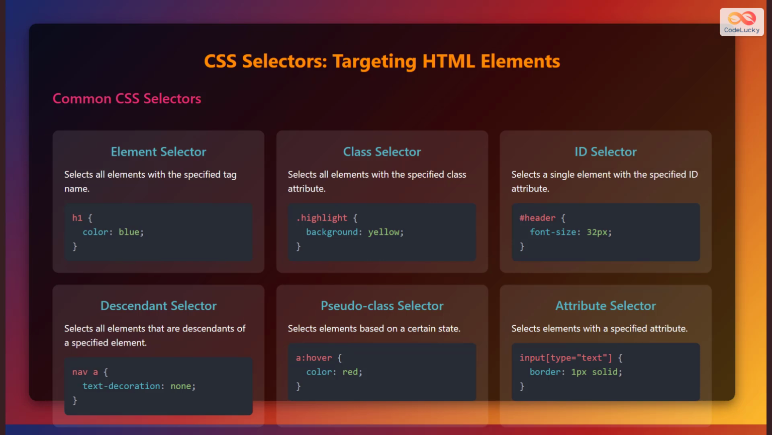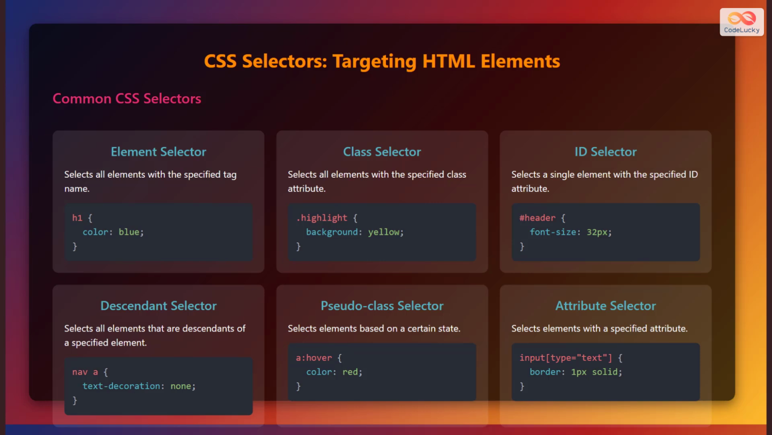to 32 pixels. Next is the descendant selector, which selects all elements that are descendants of a specified element. For example, the code block shows how to select all anchor tags that are inside the nav tag and set their text decoration to none.